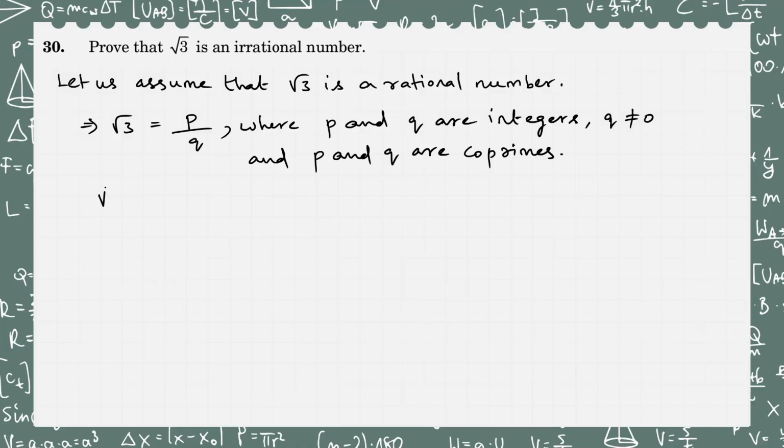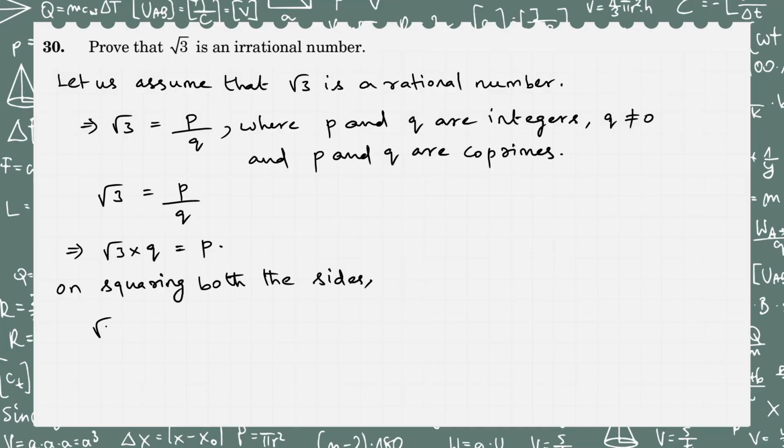Since I have taken root 3 equal to p by q, I am going to cross multiply this q to the other side. So root 3 into q equals p. Now we are going to square both the sides. On squaring both the sides, we get root 3 square into q square equals p square. So that implies 3q square equals p square. Correct? So that is p square equals 3q square. I have swapped both the sides.